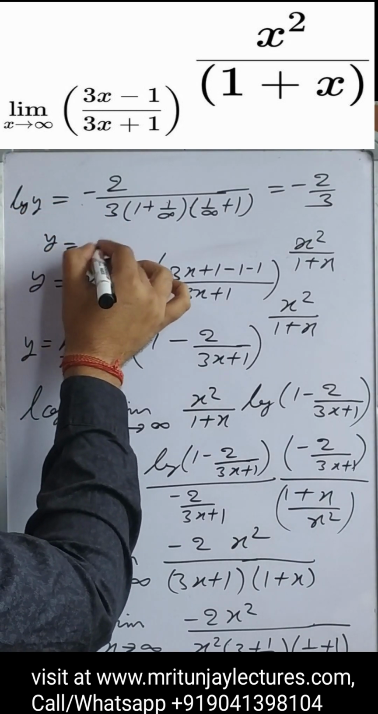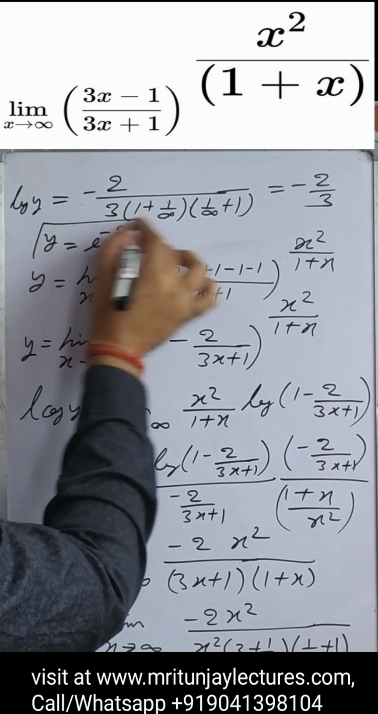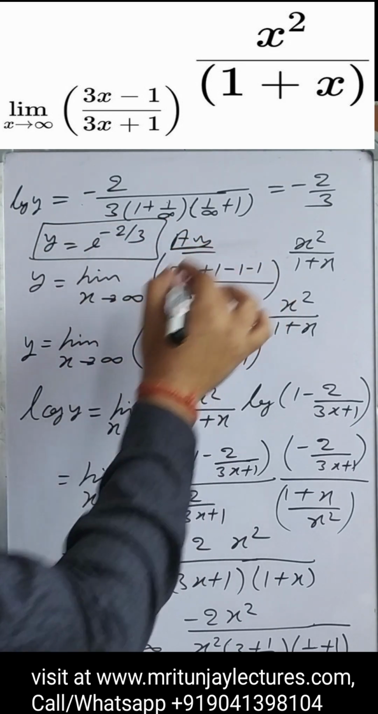So y is equal to e to the power minus 2 by 3, this is the right answer. If any doubt, then comment it. I will discuss again. This is the final answer.